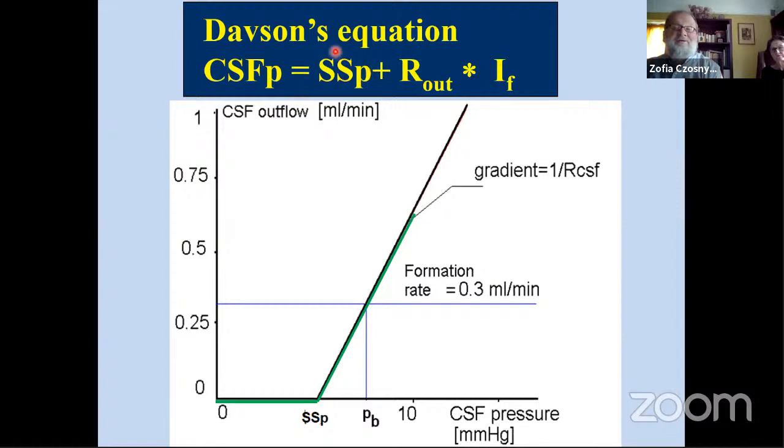This component is much higher because if we imagine that intracranial pressure in idiopathic intracranial hypertension is really elevated, 20, 30 millimeters of mercury, and this is only 3, this must represent most of the intracranial pressure, providing Rout is average and formation rate of cerebrospinal fluid is equal to this 0.3 mL per minute.